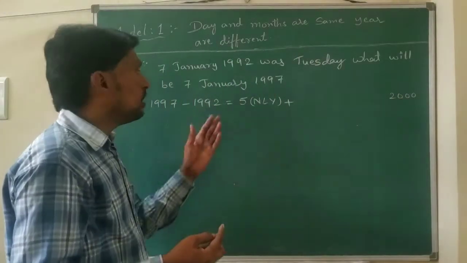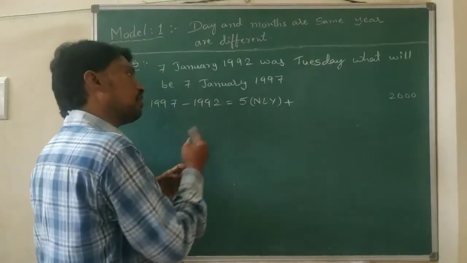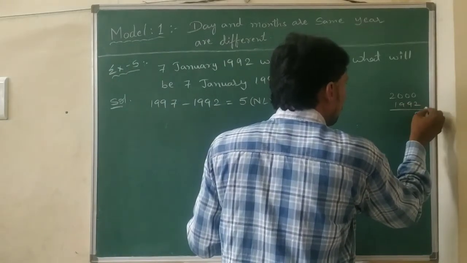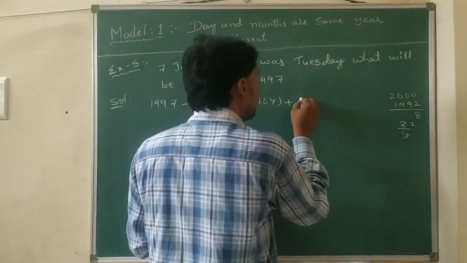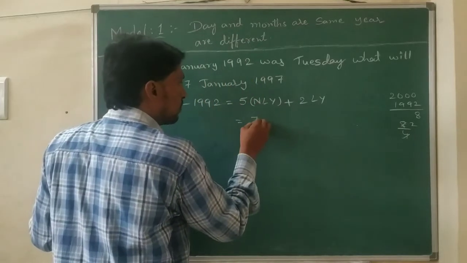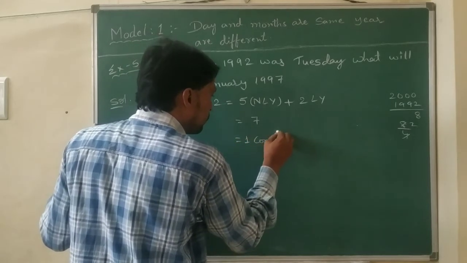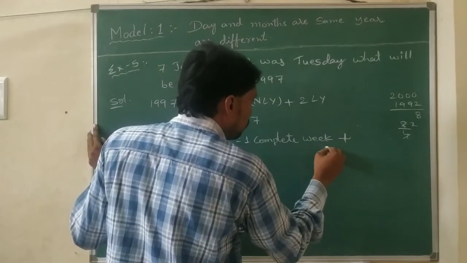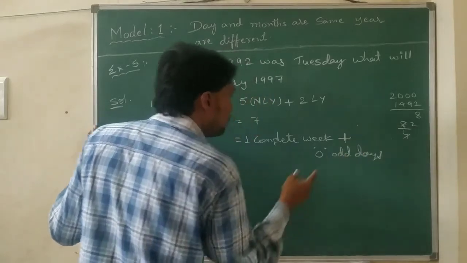1992 is also a leap year, so we take it. We are getting 8, and 8 by 4 means 2 leap years. 5 plus 2 is 7, so 7 days means 1 complete week plus 0 odd days. So here the number of odd days will be 0.